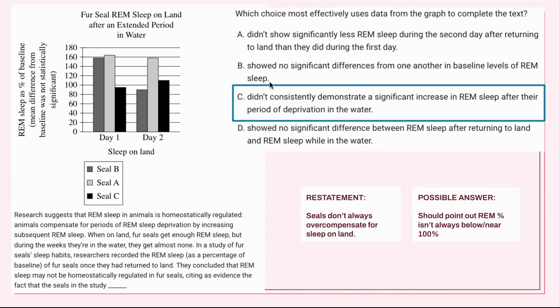So C is the only one which we actually have proof for and actually applies to them. Just in general, not all of them demonstrated a big increase in REM sleep after their period of deprivation in the water. So it seems a little complex because it's introducing this like homeostatic regulation. Once you go through the answer choices, you can just kind of eliminate them by looking at the graph because they're wrong or we just don't have enough information for them.